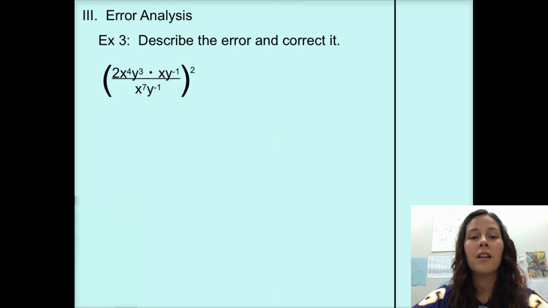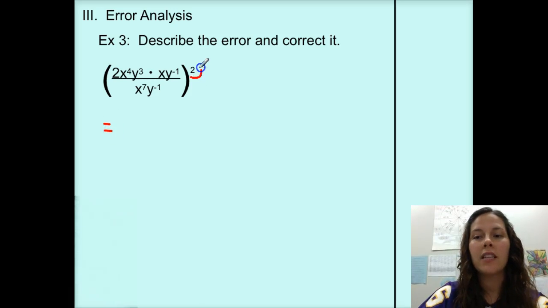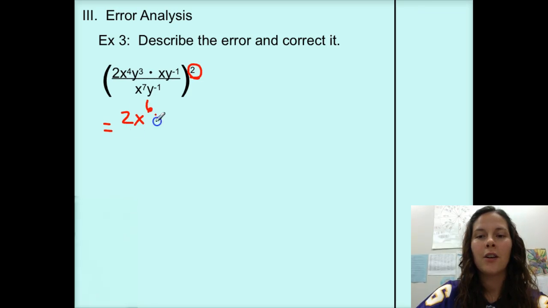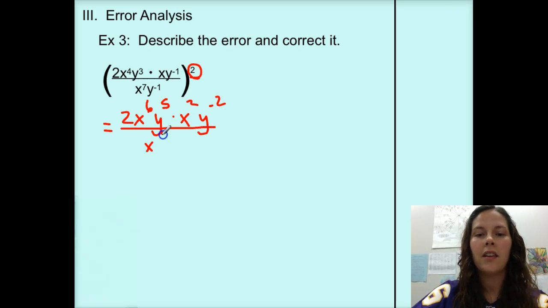And finally, our error analysis. Remember, I will make at least one mistake on this, maybe more. It is your job to catch every mistake that is made. So first, I'm going to take this 2 and distribute it to everything inside the parentheses. So I get 2x to the 6th, y to the 5th, times x squared, y to the negative 2, all over x to the 9th, y to the negative 2.